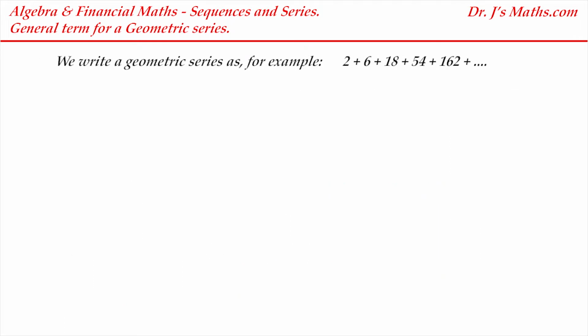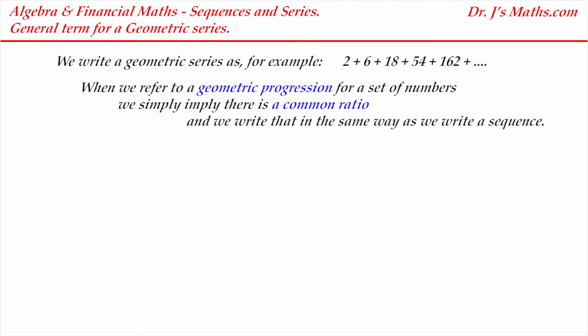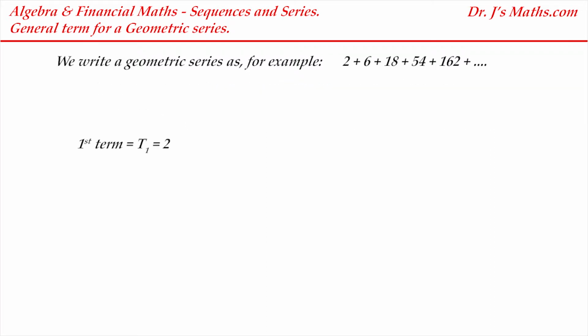If we write a geometric series, then we use plus signs between the numbers rather than the commas we used in the sequence. So for example, we have 2 plus 6 plus 18, etc. We can also refer to a geometric progression for a set of numbers, and by doing that we simply imply that there is a common ratio, and we write the progression down in the same way as we would with a sequence. Now we can look at this series that we wrote before and analyse it in the same way as we did for the arithmetic series.